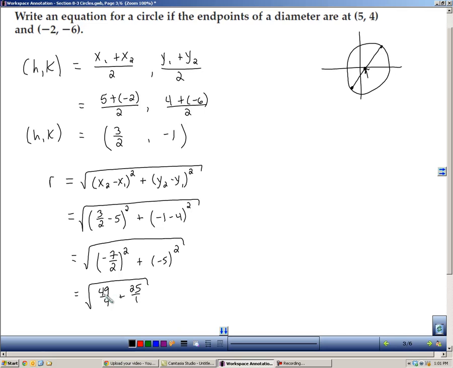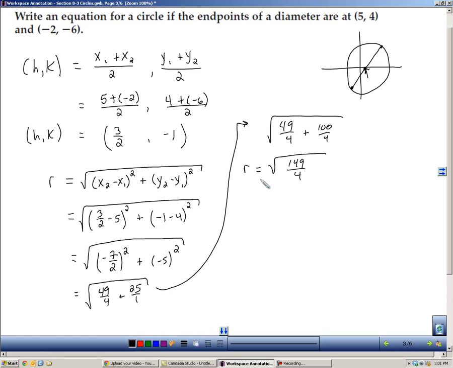So here we get the square root of 49/4 plus 25 over 1. I'm going to go up here now and finish my work. Common denominators make this 49/4 plus 100/4, changing 25 over 1 to 100/4. So you end up with the square root of 149 over 4. And that's what r is. Which means r squared is going to be 149 over 4 without the square root. And that's important because you need r squared in the equation of a circle.